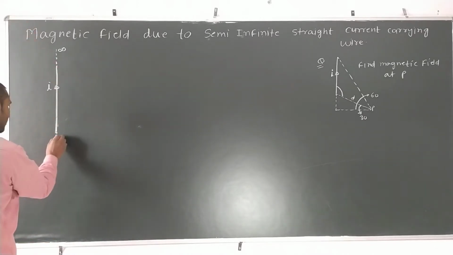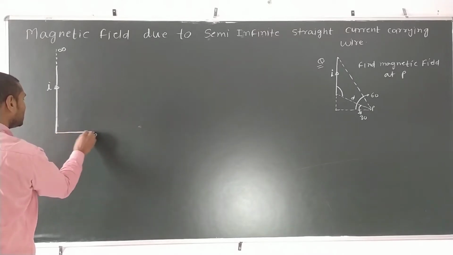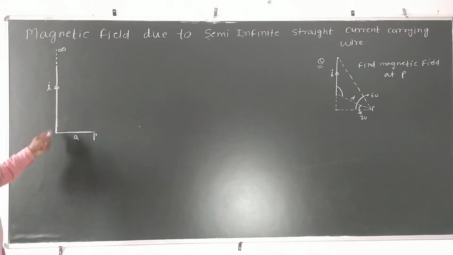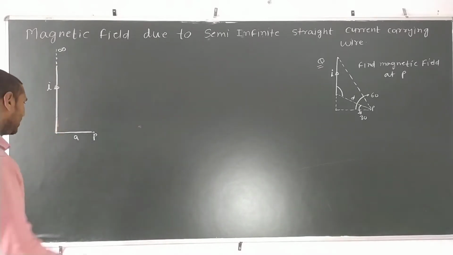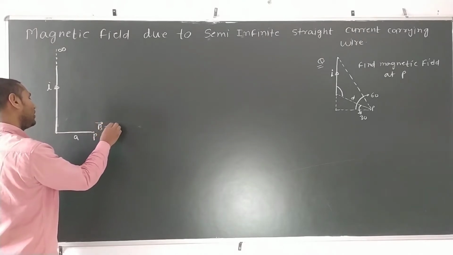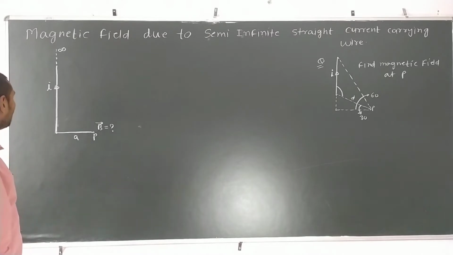And due to this wire, we have to find out the magnetic field at a point P, at a perpendicular distance A from this wire. This distance is the perpendicular distance from this wire to point P. We have to find out the magnetic field B. What is the magnitude of the magnetic field at point P due to this semi-infinite wire?